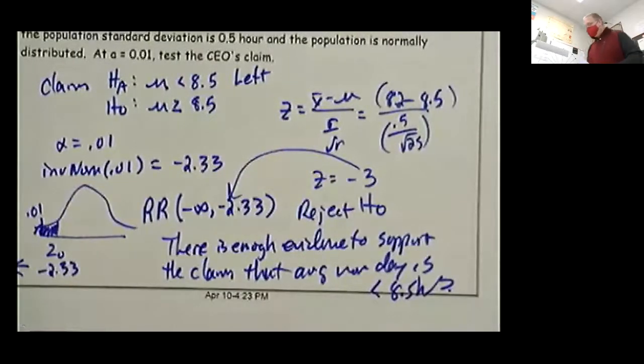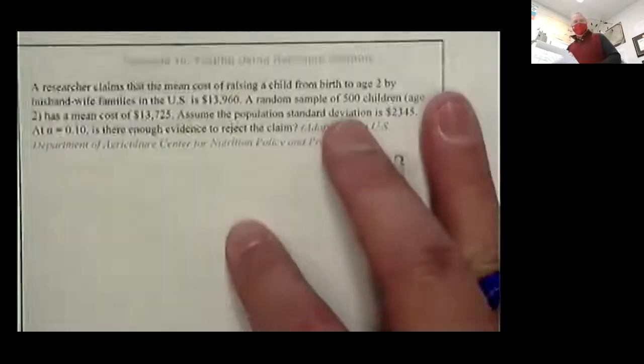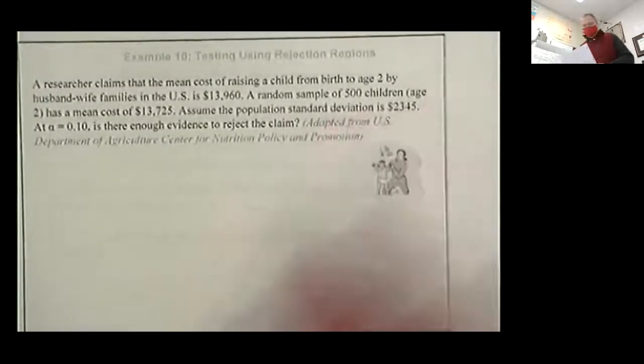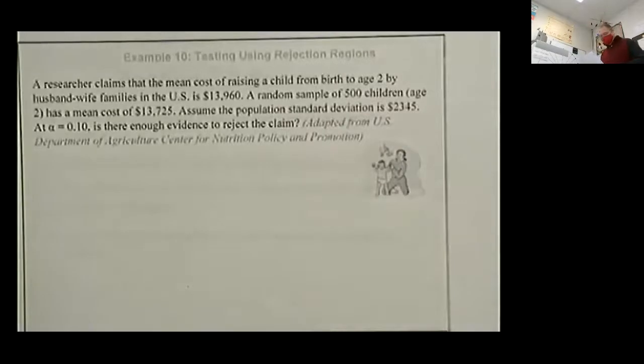And last one, this was a long video. This is a long lesson. The researcher claims that the mean cost of raising a child from birth to age 2 by husband and wife families in the US is $13,960. A random sample of 500 children age 2 has a mean cost of $13,725. Assume the population standard deviation is 2,345, and alpha equals 0.10. Is there enough evidence to reject the claim?